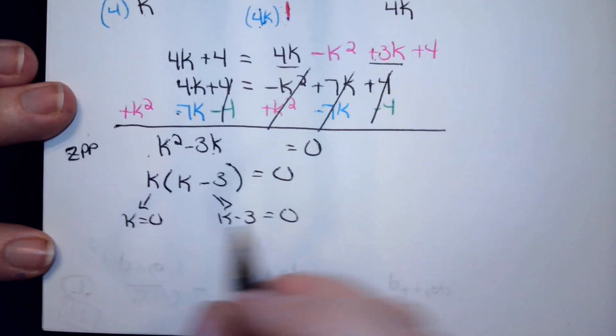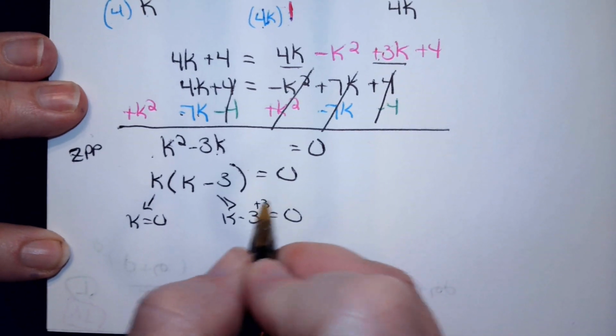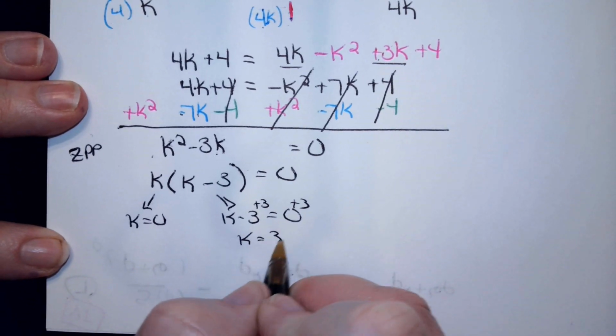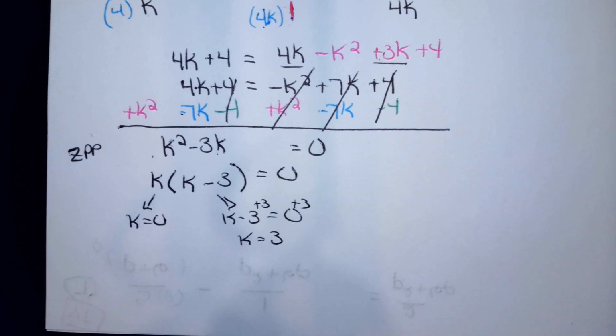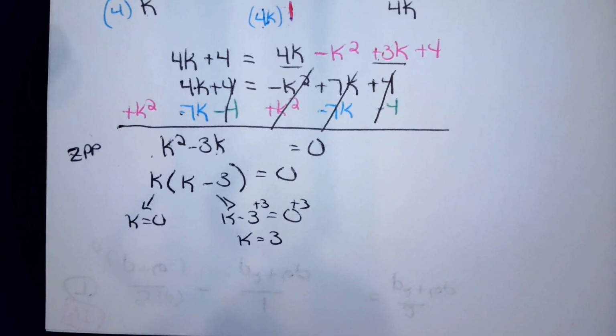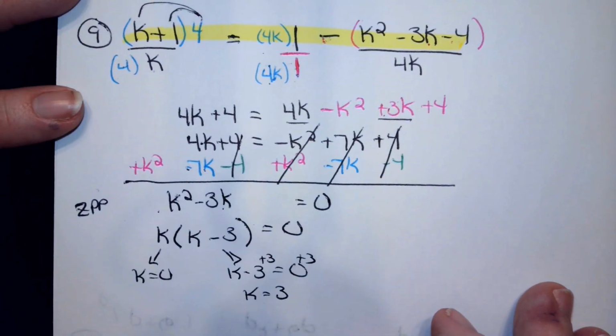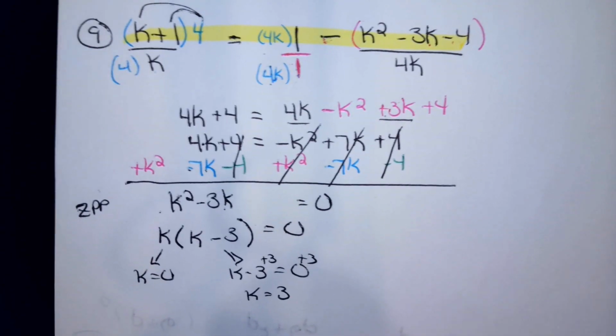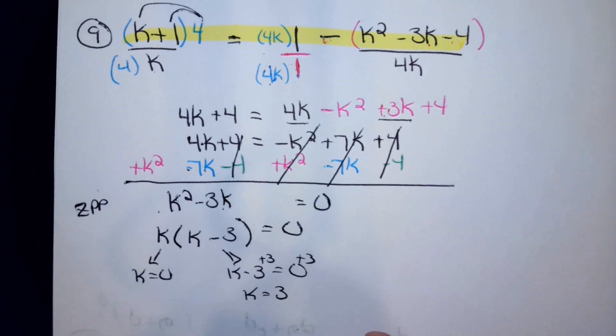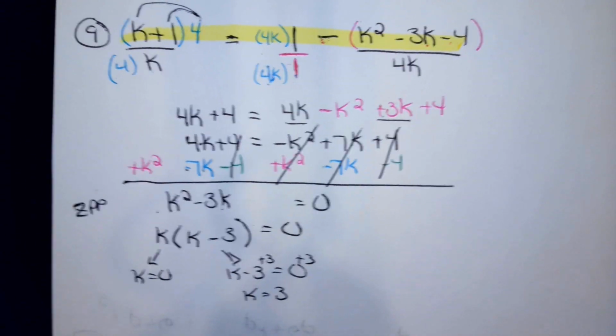So I got k equals 0. And then when I add 3 to both sides, I get k equals 3. Now, as I said earlier, we've got to test to see if these are extraneous solutions. And remember, extraneous solutions are solutions we get that create a point of discontinuity. It creates a 0 in the denominator, which means it disconnects the graph.